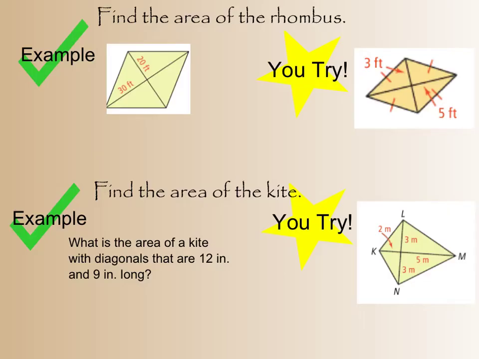I have an example of each of those for you. The first example is finding the area of a rhombus. So again, I know my formula is area equals 1/2 diagonal 1 times diagonal 2.